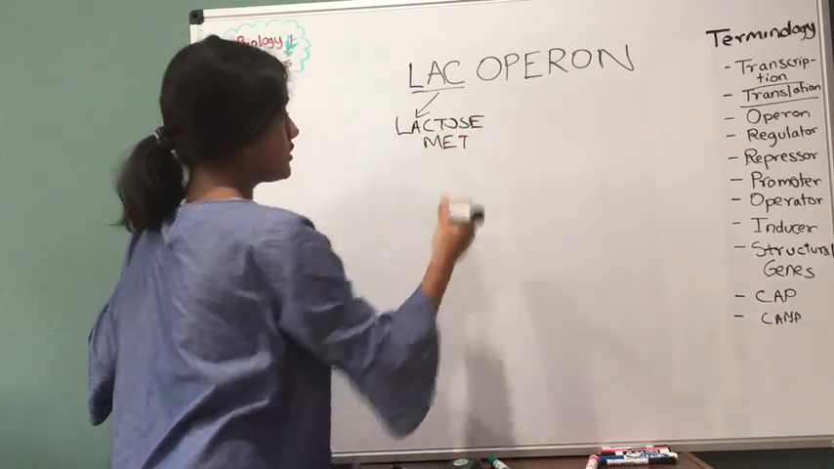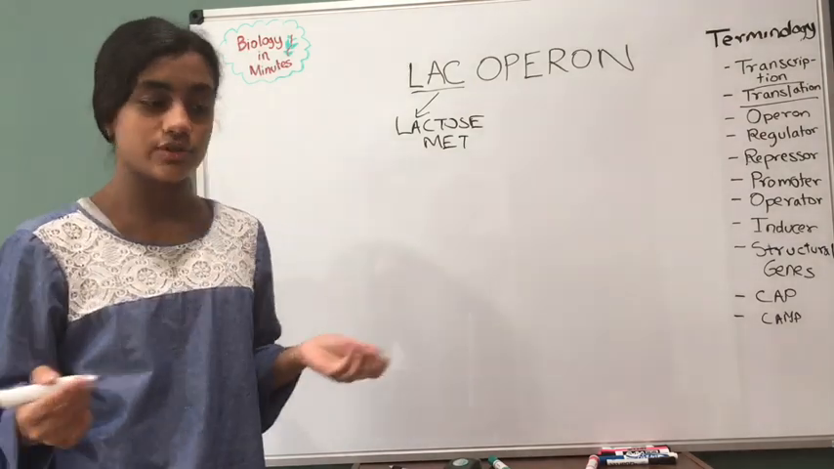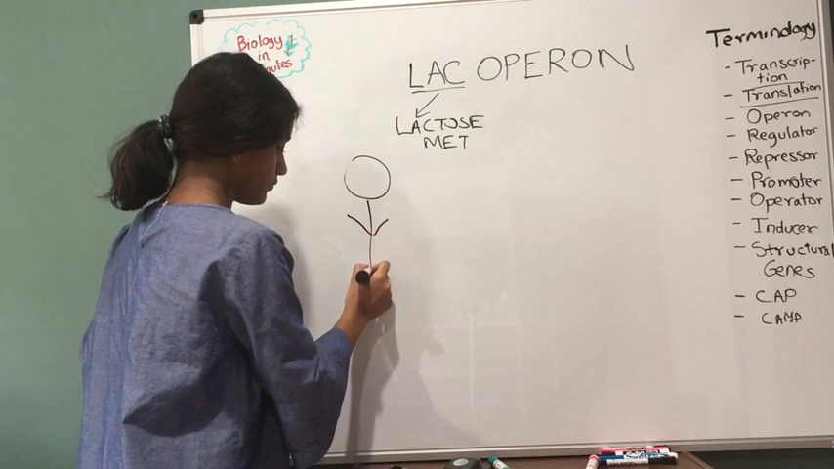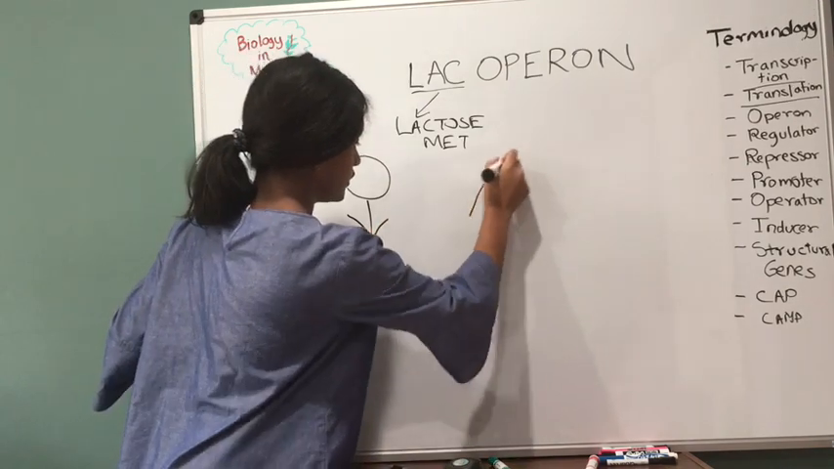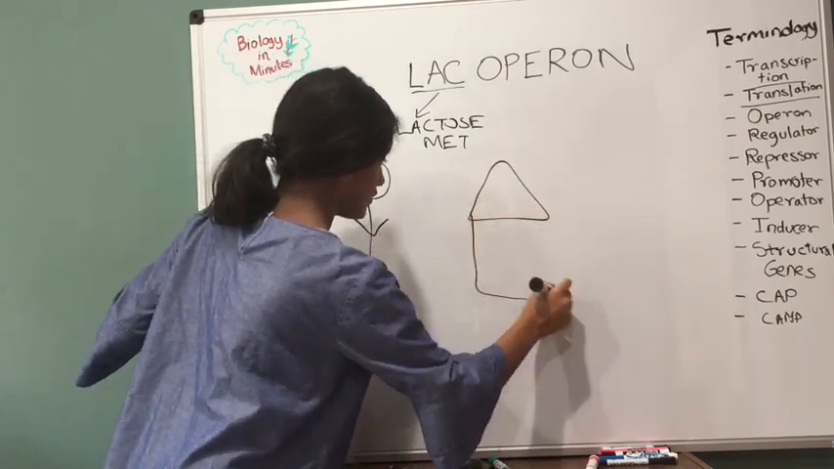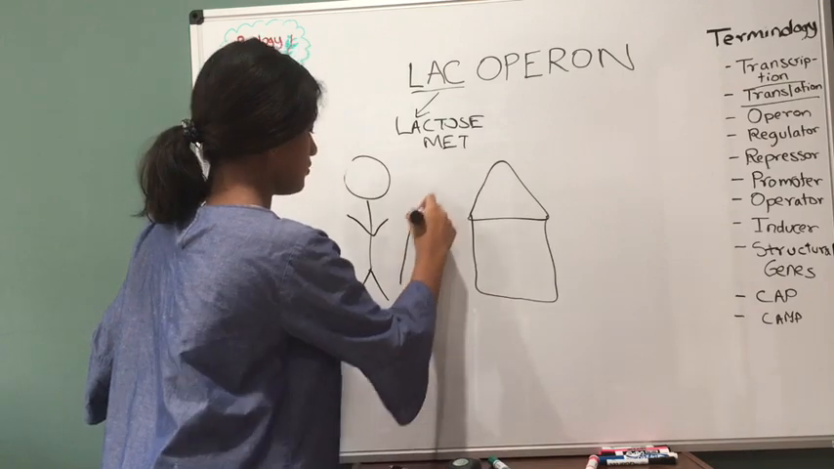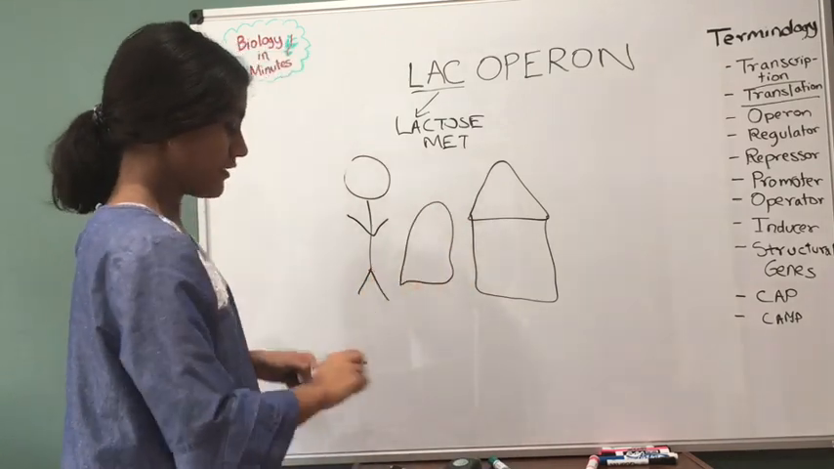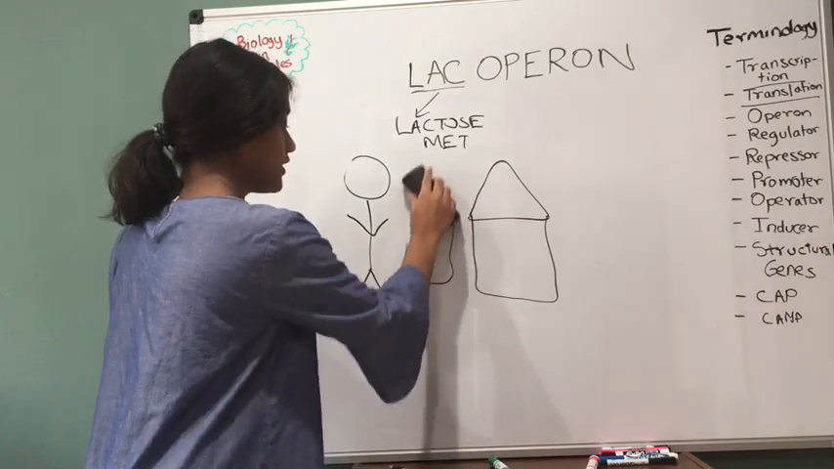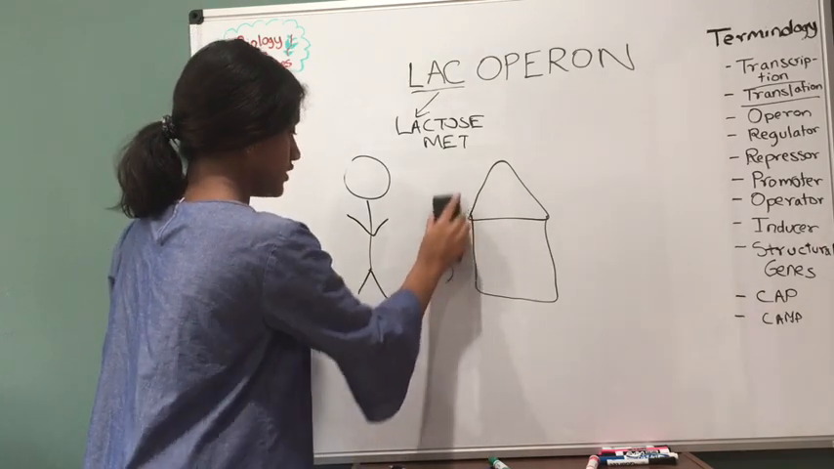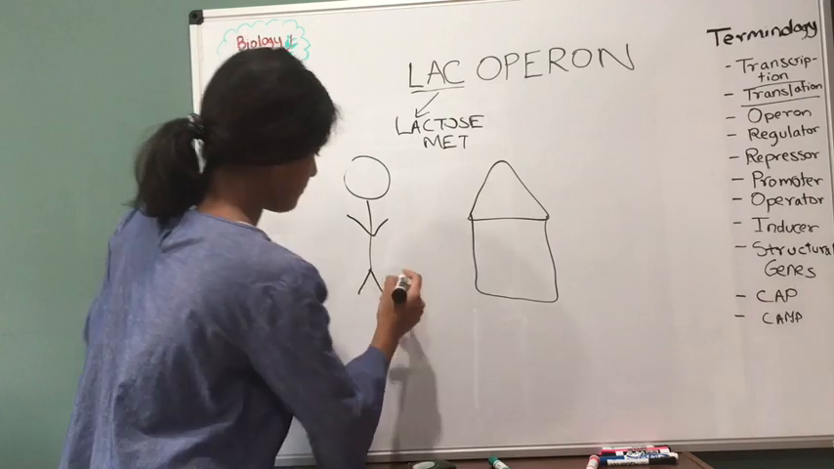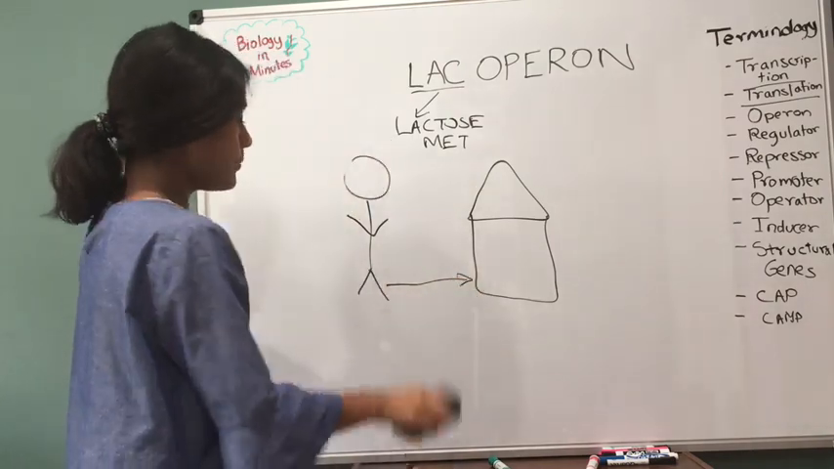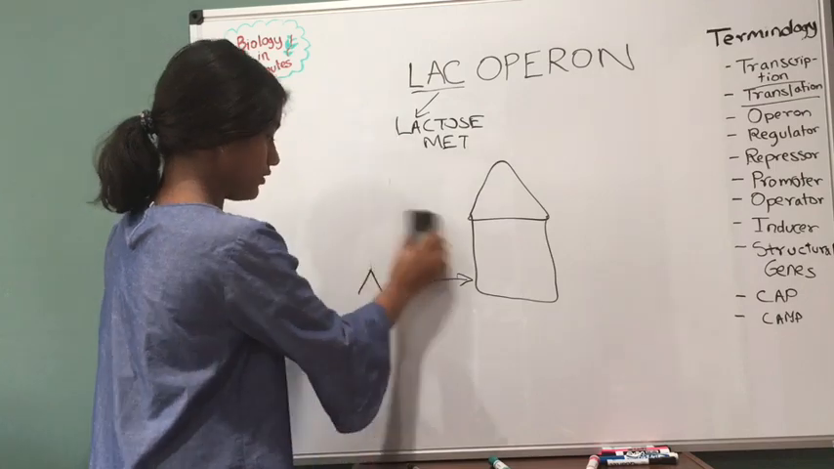Okay, so to understand the Lac Operon in simple terms, pretend you're walking down the road on your way to work and there's a huge boulder in the way. Obviously you can't move, but then pretend there's an imaginary force that gets rid of the boulder, and then you can make your way down to work and get your job done. Simply, that's how the Lac Operon works.